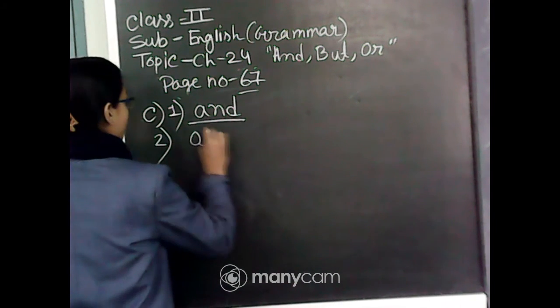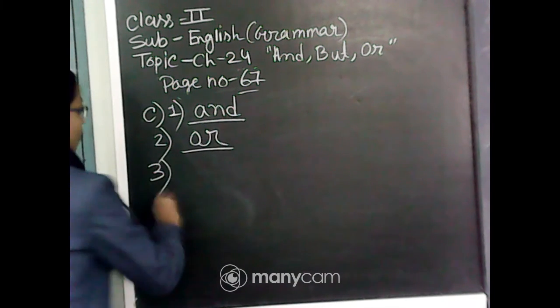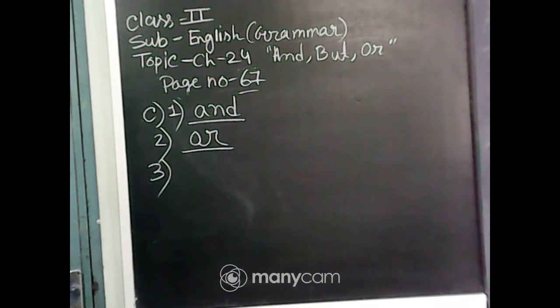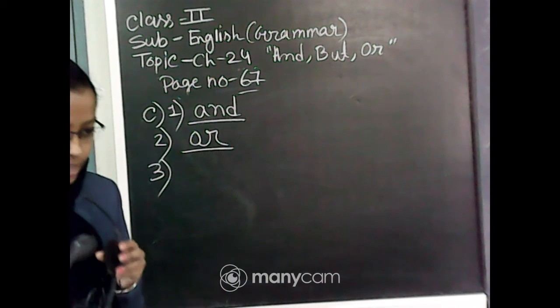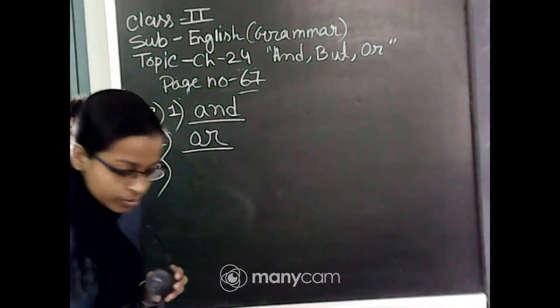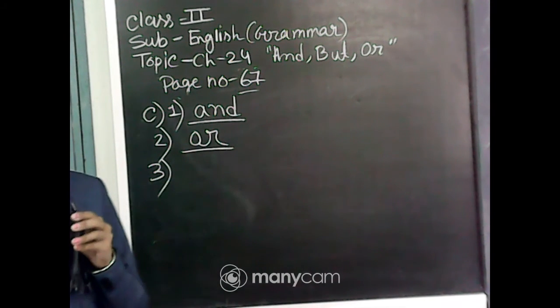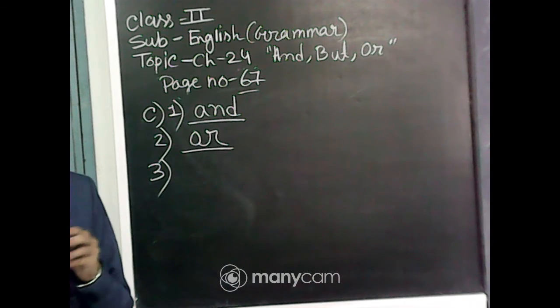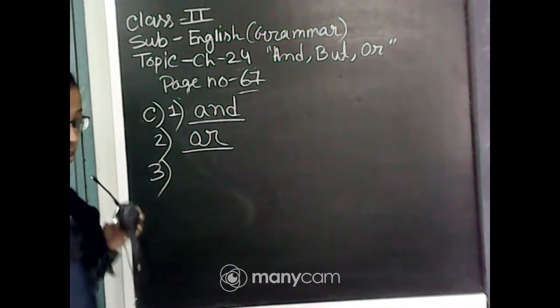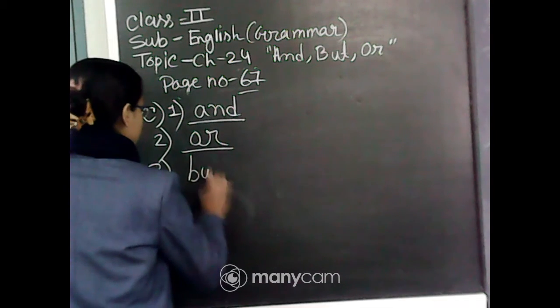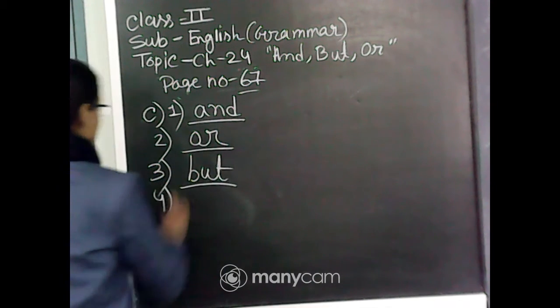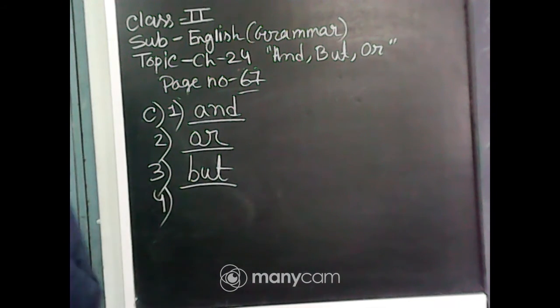It will be or. You can come to school by a school bus or by your own car. Yeah, correct. Ritoshri dear, page number 67, I have written on the board dear. So number 3, the elephant is big dash the mouse is small. It will be but. The elephant is big but the mouse is small.